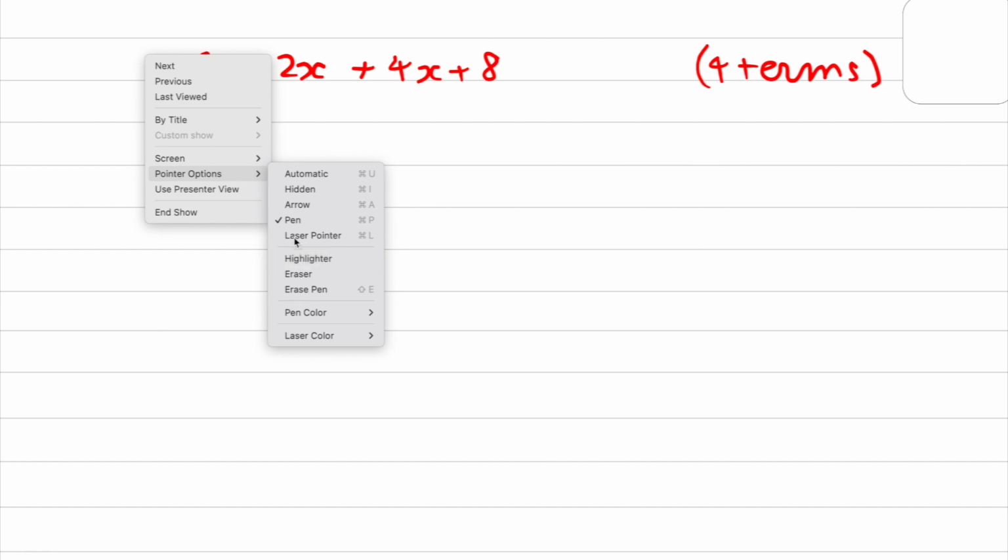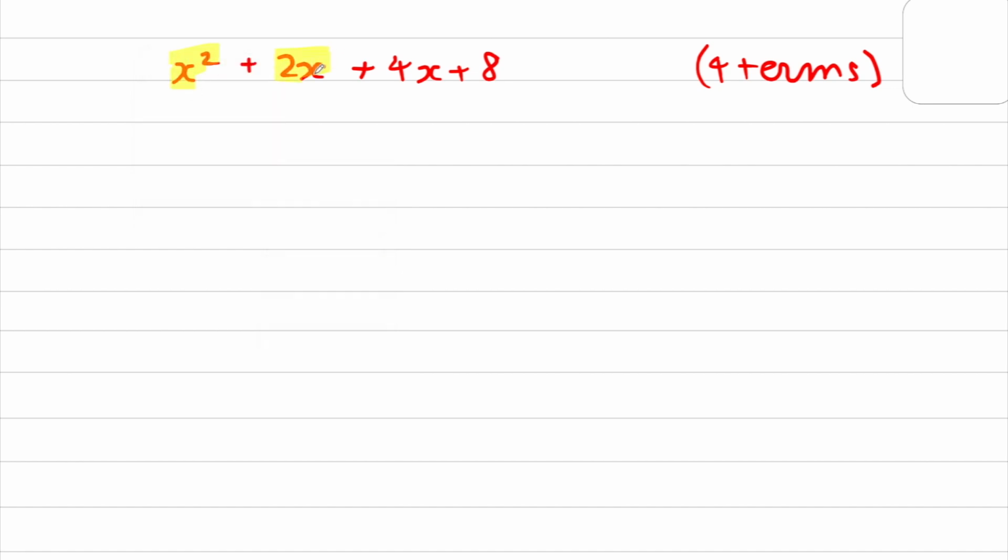In this video, we will focus on factorizing quadratic equations. About quadratic equations, I will give you an example like here: x squared plus 2x plus 4x plus 8. You can see that you have four terms. The first term is x squared, the second is 2x, the third is 4x, and the last term is 8. Now, by grouping, we can factorize this expression.